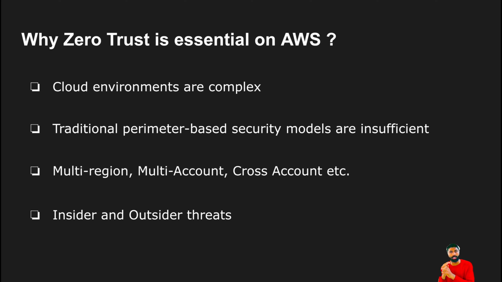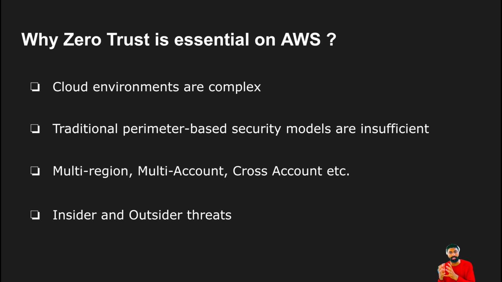In the traditional networks, we used to have perimeter-based security model, and they now have become insufficient. So an example is to control access to an on-premises network using firewalls, etc. But for cloud, only firewalls do not work as a complete security model. Cloud environments, especially AWS, have a multi-region, multi-account setup, which increases the attack surface for the attackers. And that is the reason it is critical to implement Zero Trust on AWS.